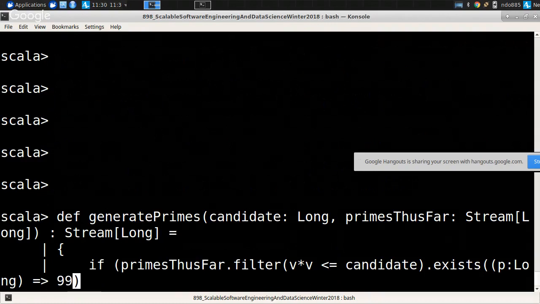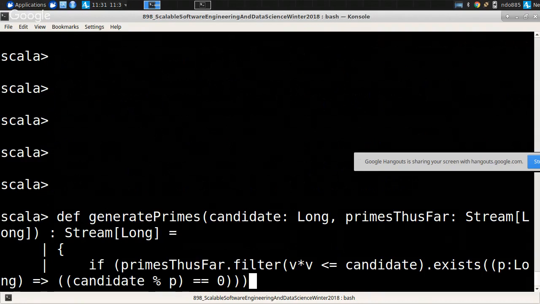Okay, so we're going to ask here, is candidate mod this prime equal to 0? If there exists one for which it's equal to 0, then we know basically candidate is what? So suppose there does exist a previous prime for which the candidate mod that prime is 0. Then what does it tell us about the candidate? It's not a prime.